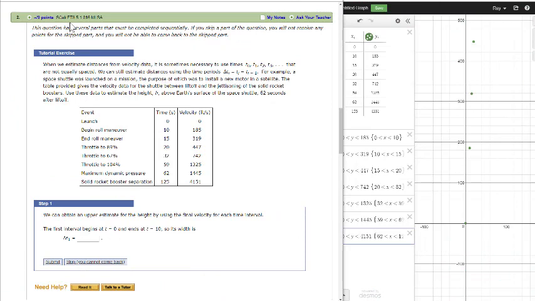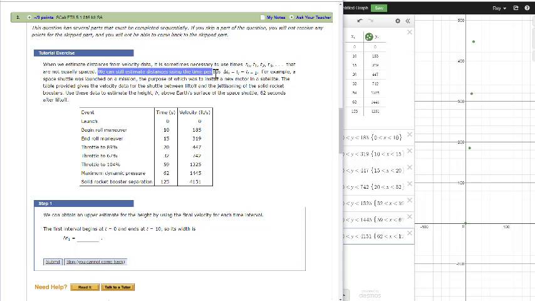Here's a question from our lab assignment, section 5.1. It says here, when we estimate the distance from velocity data, it's sometimes necessary to use times t0, t1, t2, etc. that are not equally spaced. So we might get used to collecting times and information where it's equally spaced, but sometimes that's not the case.